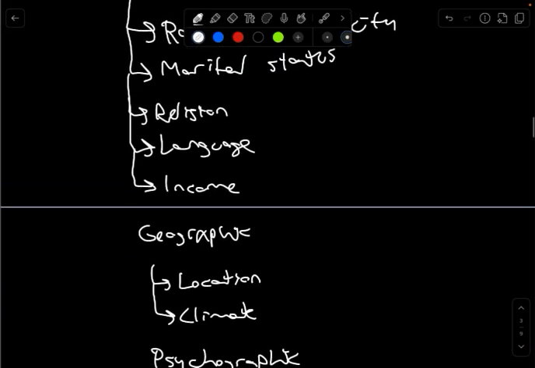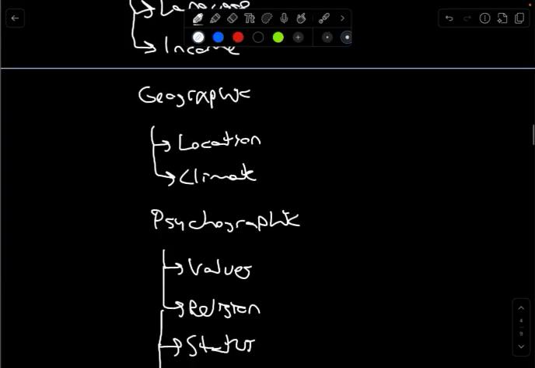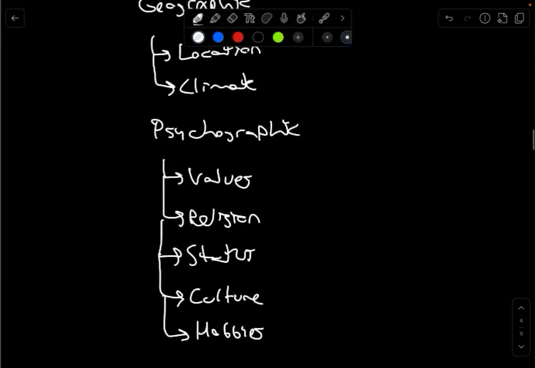So the geographic segmentation includes location and the climate. For example, for climate, a jacket company would mainly market to countries with colder climates. And there is also psychographic segmentation, which includes values, religion, status, culture, and hobbies. For example, hobbies might include niche sports such as horseback riding or frisbee.